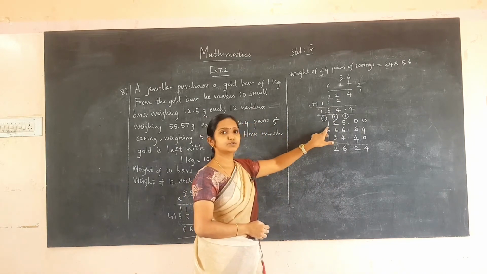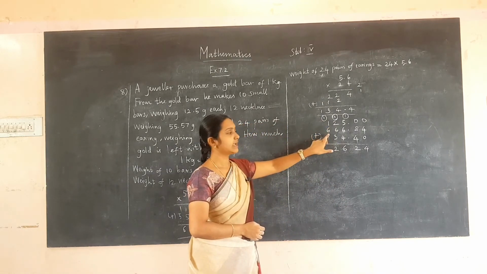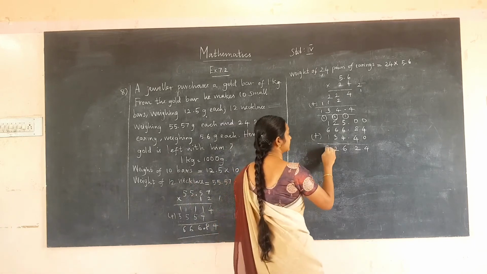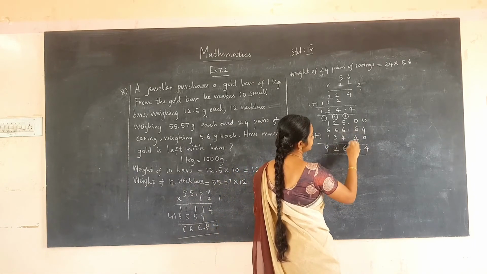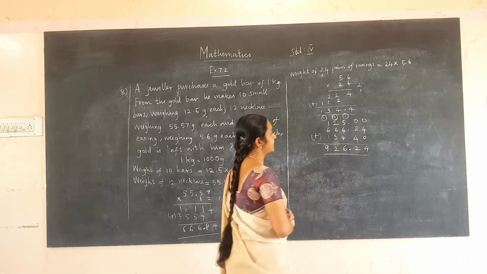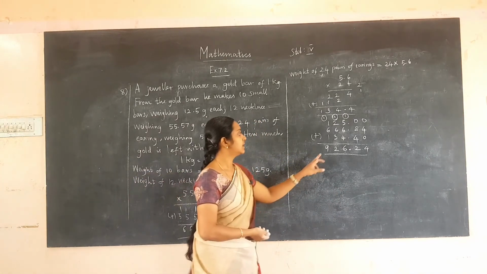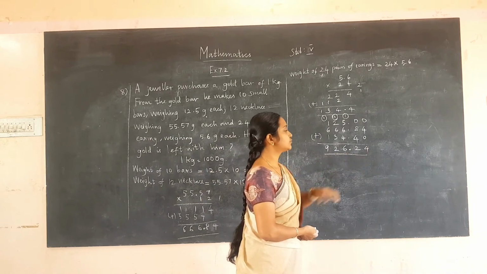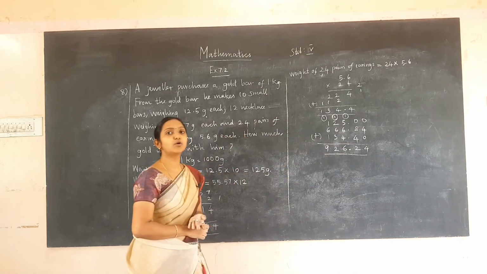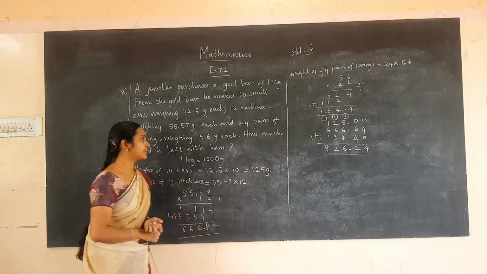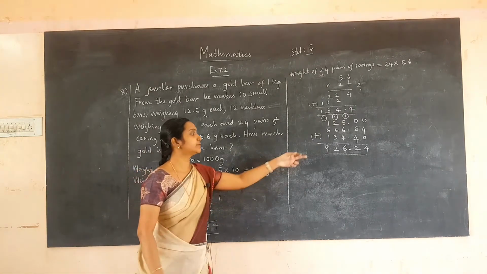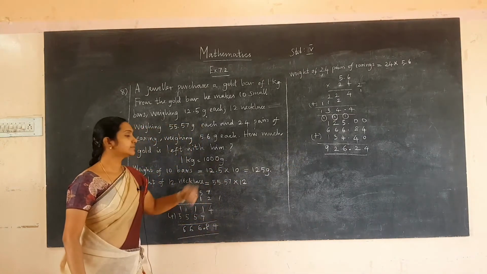1 plus 1 is 2. 2 plus 7 is 9. 8 plus 1 is 9. Now we have to keep the decimal straight to it. So the total gold used is 926.24. We have to find the gold left. So we have to subtract 926.24 from 1000.